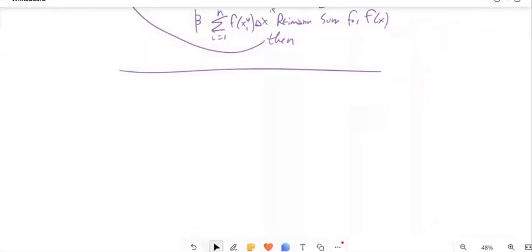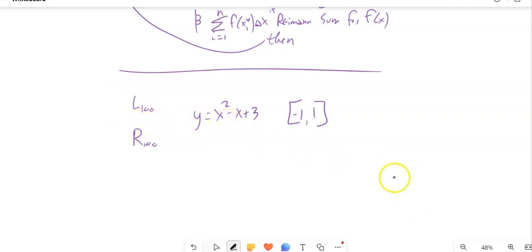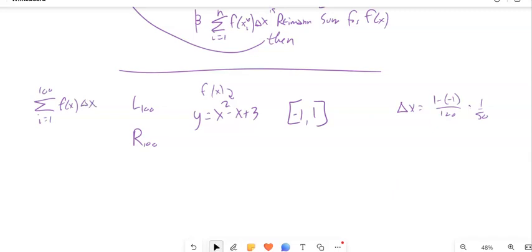There's some tools we can use to help us think about these. So let's say I wanted to find L100 and R100 for this function on this interval, -1 to 1. Now, it's going to be a little bit of a bear to do that by hand. That's like 100 rectangles. But let's set up what this would look like. My change in x would be 1 minus -1 over 100, so 1/50. And my left-hand side would be my sum from 1 to 100 of the function, I'll just call it f of x, times, remember, it's delta x, right?